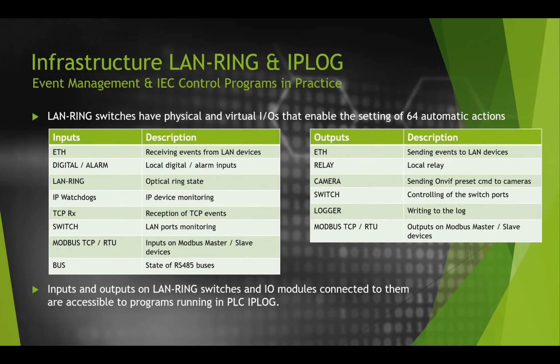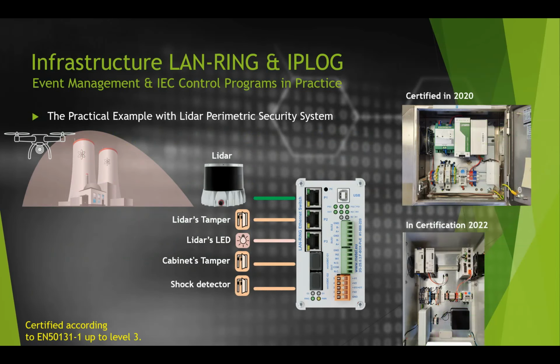On the left is an overview of the most important inputs, and on the right the outputs that are available for creating automatic actions. You can work with LAN ring inputs and outputs directly via SNMP or Modbus protocols. On the slide, there is one practical example in which the customer extended the security of objects by drone protection and used all the inputs and outputs available on the switches. It used a secure SNMP version 3 protocol to read and control them.